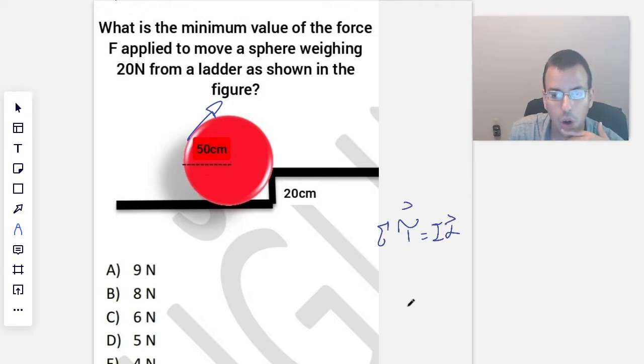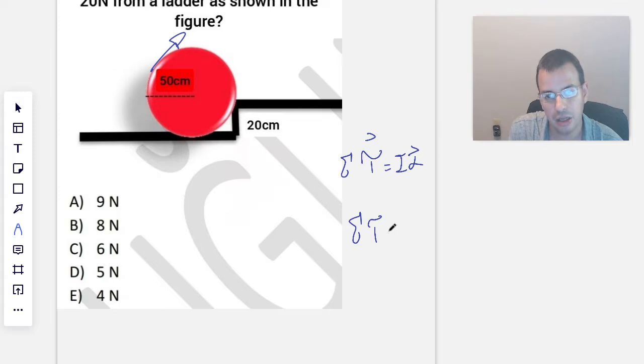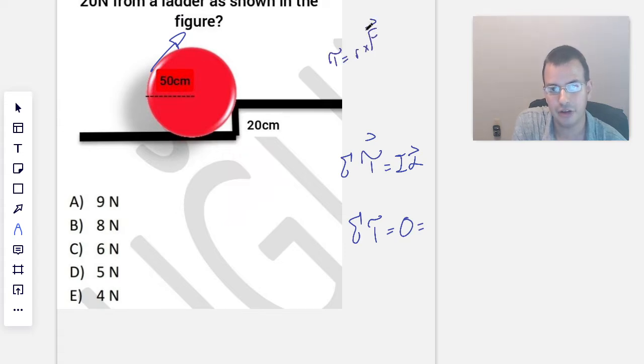So this time, though, we're going to say the sum of all torques, and we want it to just barely start moving, so we're going to set the sum of all torques to 0, just the same way as if we wanted to find it just barely accelerating. So we're going to say this is equal to 0, and then two torques involved, so a torque is R cross F. So we're going to have two torques here.